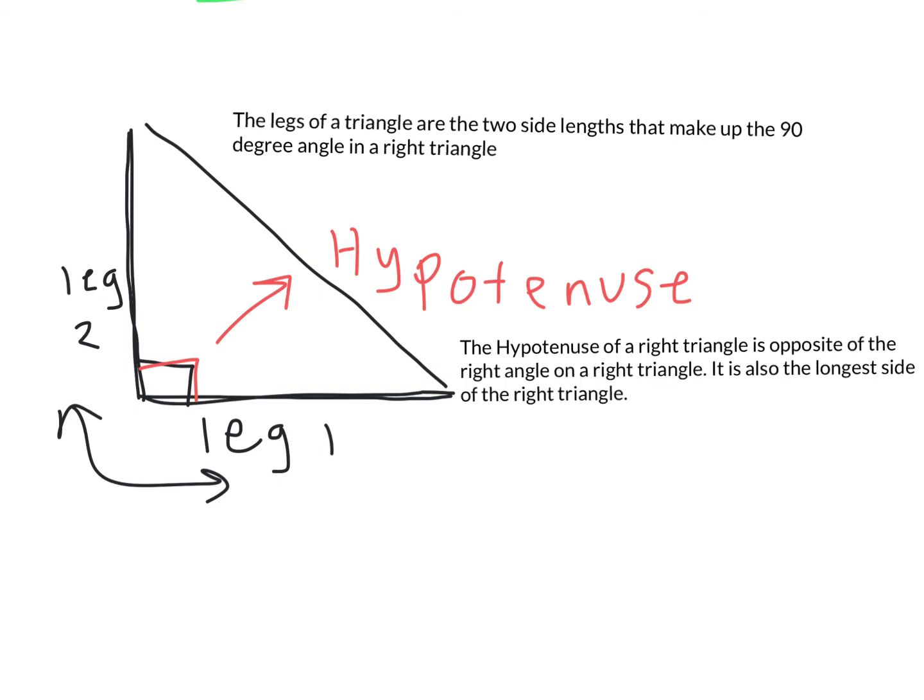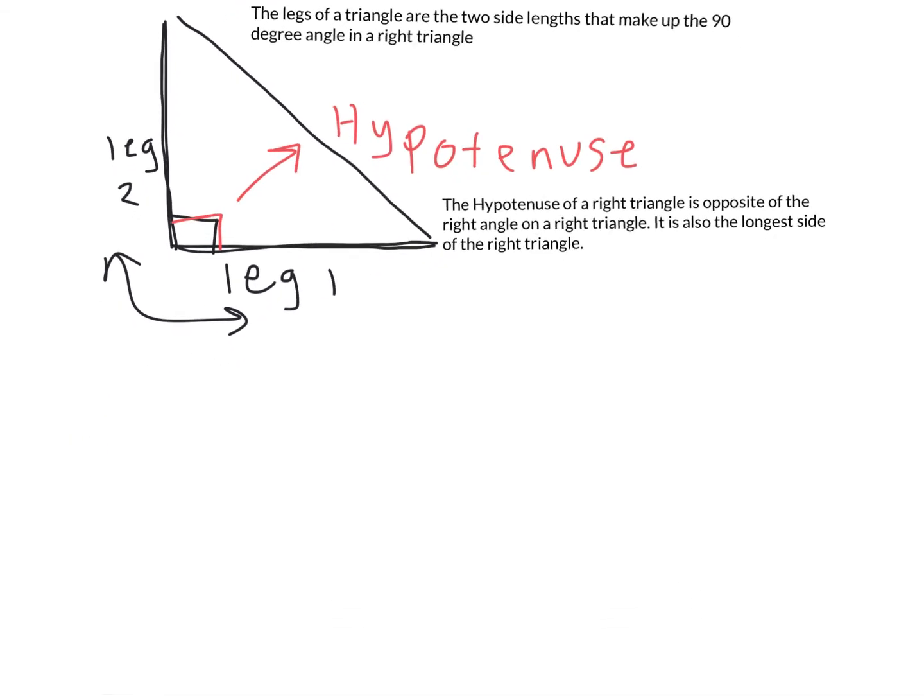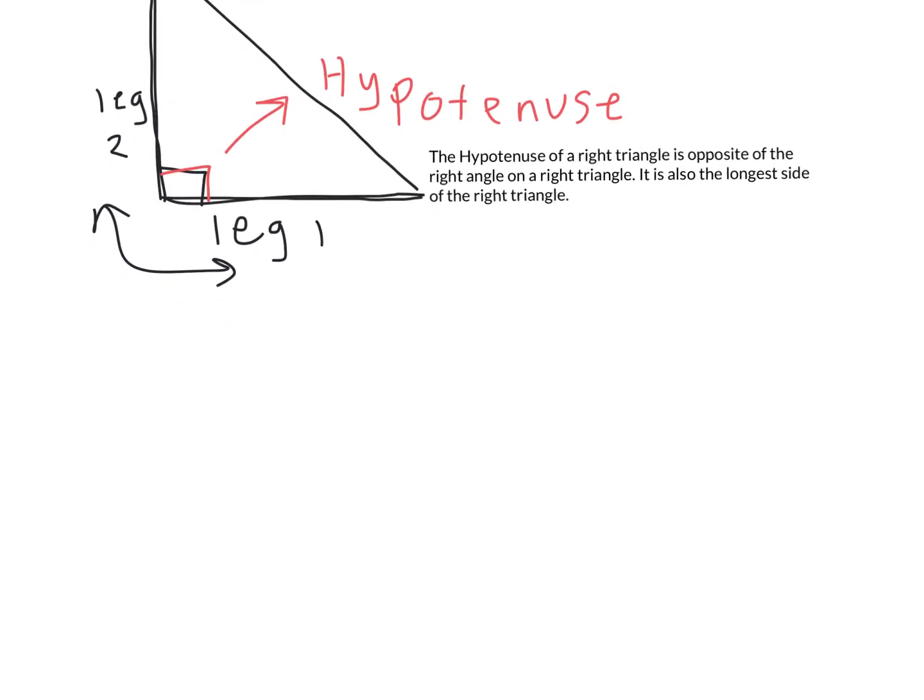So let's put that definition up here too. The hypotenuse of a right triangle is opposite of the right angle on a right triangle. It's also the longest side of the right triangle. You can see here visually that the hypotenuse is longer than leg 1 or leg 2. Now, it doesn't matter how this right triangle is drawn. Leg 1 and leg 2 will always make up the 90-degree angle, and the hypotenuse will always be the other side that's opposite of the right angle.